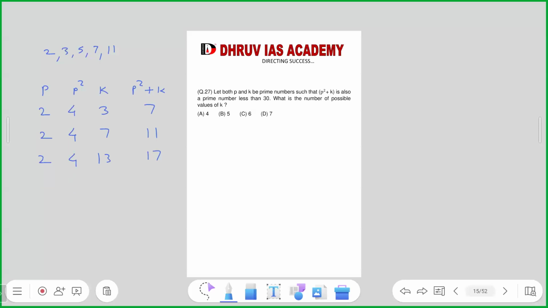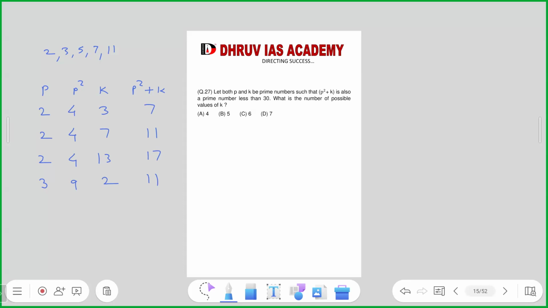Then the next value of p can be 3. So 3 square is 9. Okay, so 9 plus 2, that is 11. Now for this 9, you can have only one even value here, because if you take any odd value here, see, we know that only one prime number is even and the rest of the prime numbers are odd. So this 3 being an odd number, its square will be odd, and if you add an odd number here, you will get the result p square plus k as an even number. But that cannot be a prime number. So we will have to consider only one number here.